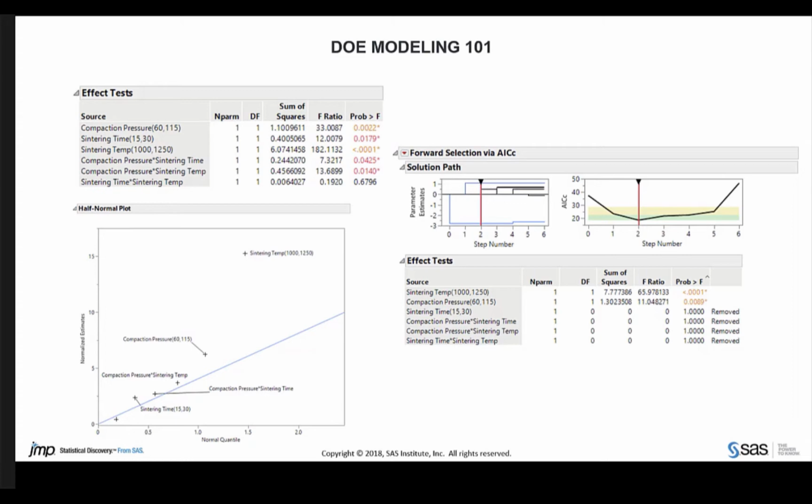These are things like effect tests and linear models, half normal plots, and even more recently developed techniques like using forward selection with the AICc model selection criterion to identify which factors are the important ones and which interactions need to be kept.